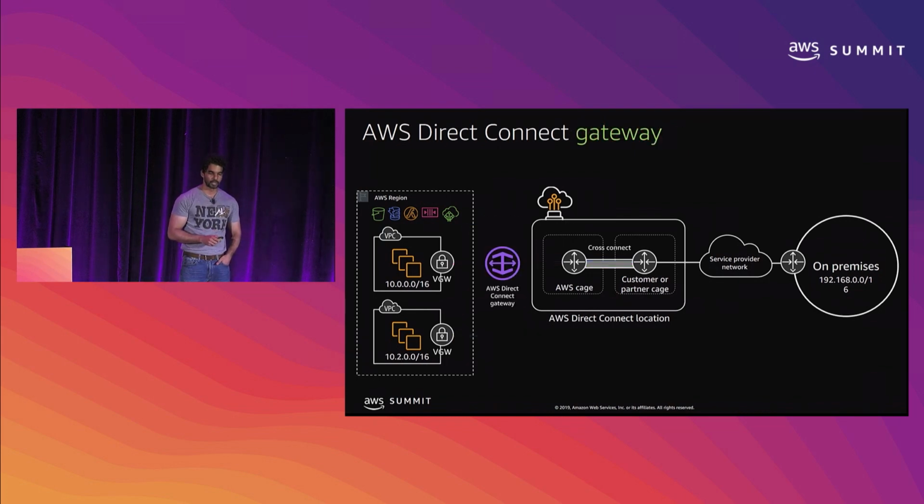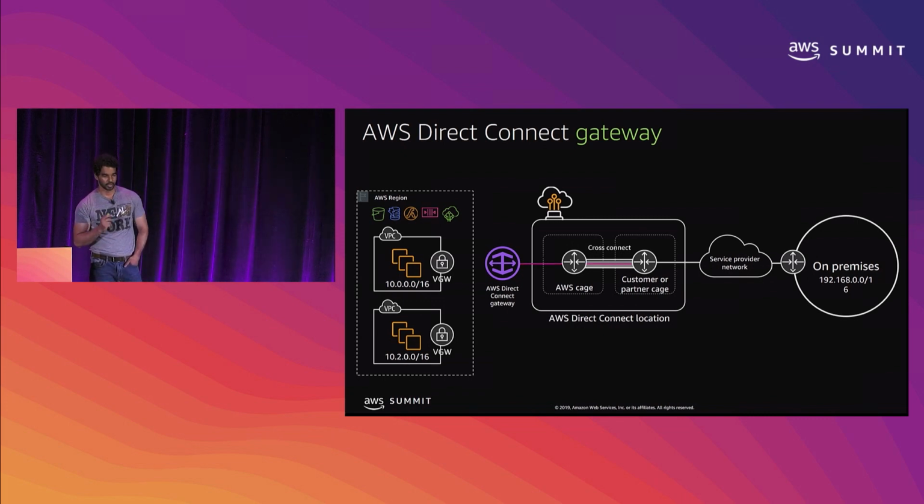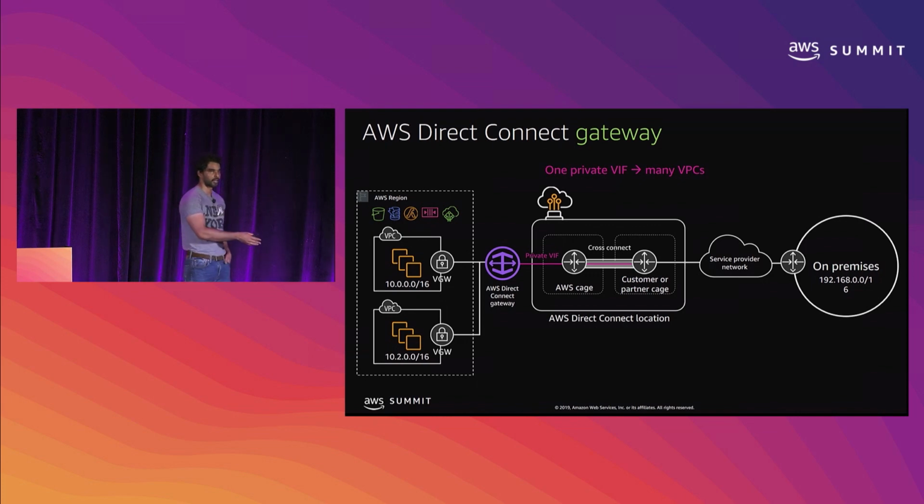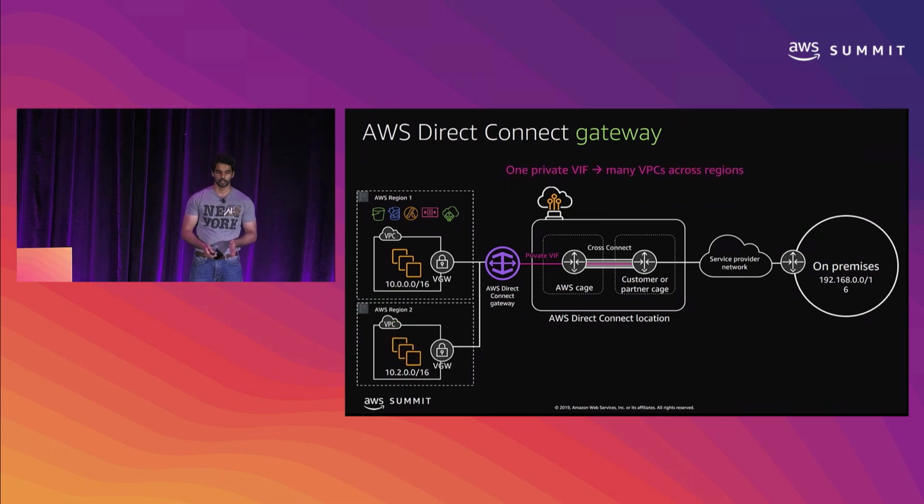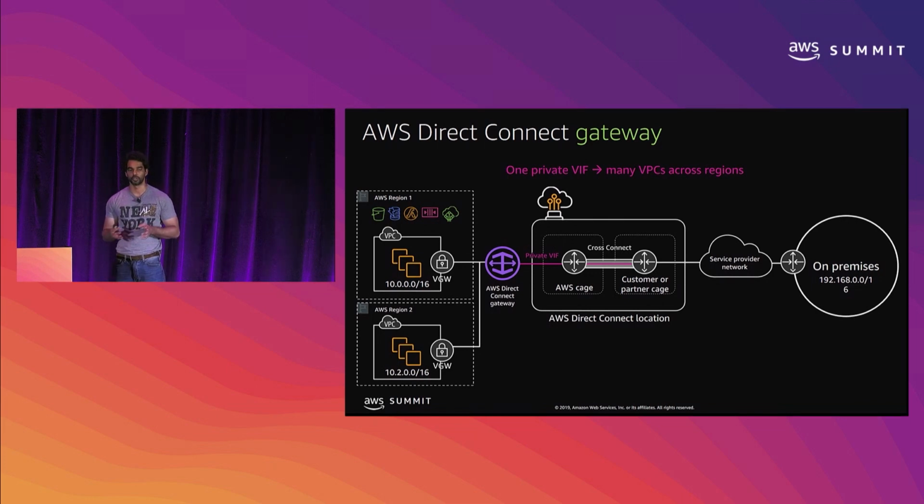So we bring in the AWS Direct Connect Gateway. AWS Direct Connect Gateway connects to multiple VPCs. So now, all you need to do is create a private VIF to a Direct Connect Gateway, and you get access to all the VPCs behind it. Additionally, you can access VPCs in any AWS global region using Direct Connect Gateway. So Direct Connect Gateway is a global entity, and it lets you access VPCs across AWS regions. This is new, and it's only possible with Direct Connect Gateway. So one VIF, many VPCs across regions.